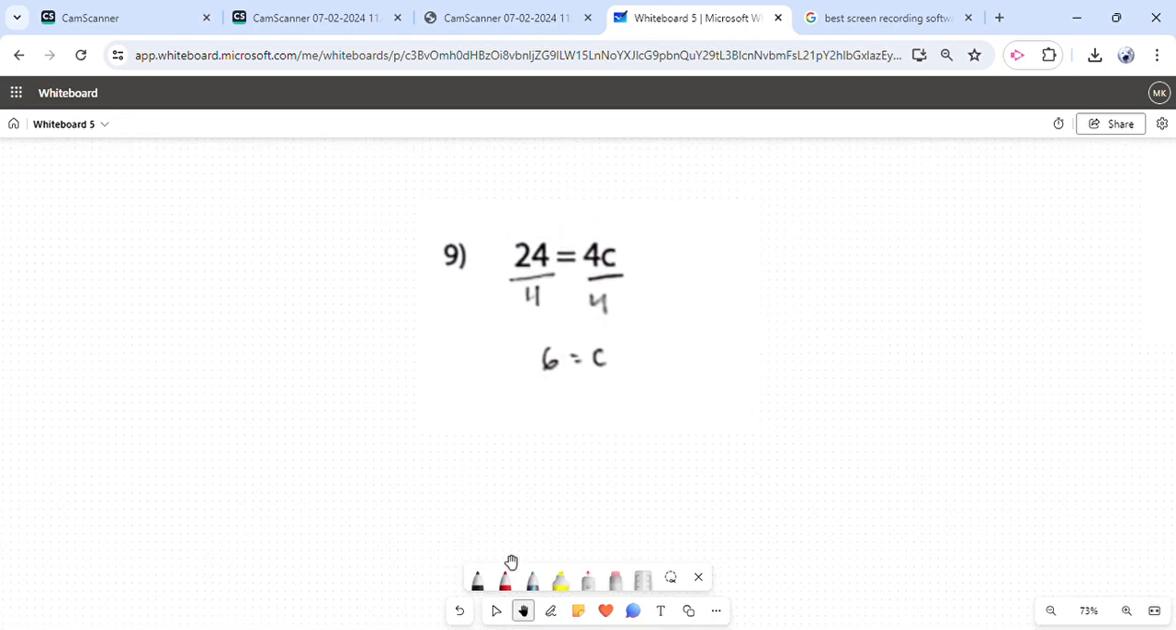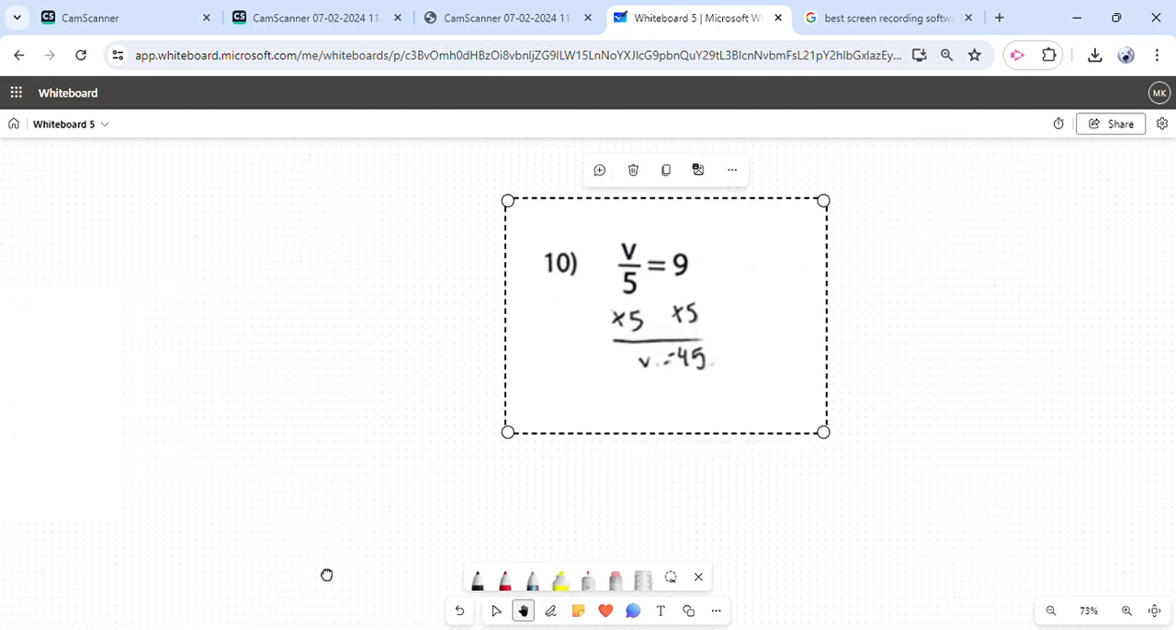For number 9, it says 24 equals 4c. What's the opposite of multiplication? It's division, so you have to divide both sides by 4 to isolate the c, and that gives you 6 equals c.